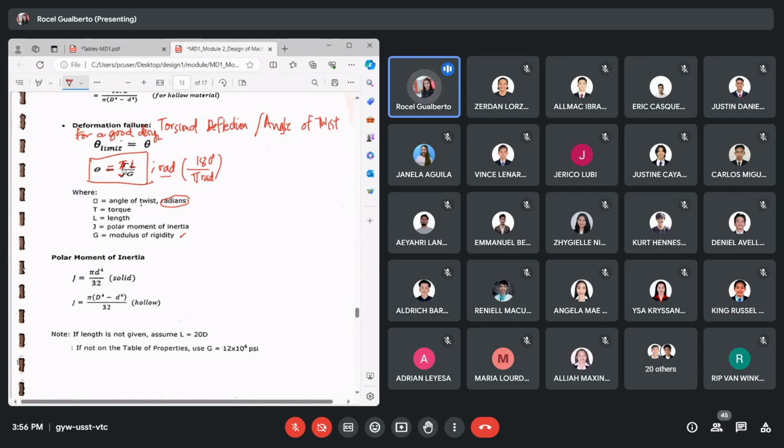Kumaga, may unit si torque, may unit si length, ganon din yung J, pati yung G. Okay? So, meron siyang kanya-kanyang unit. Tapos, pag tinignan po natin, sinubstitute po natin, na-cancel out po lahat, yun po ay radians. Okay? So, radians po yung magiging unit po doon.